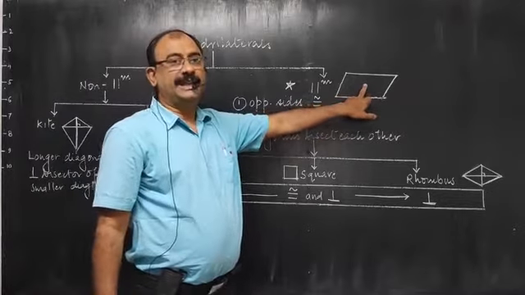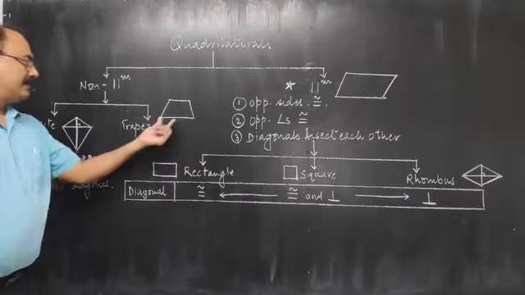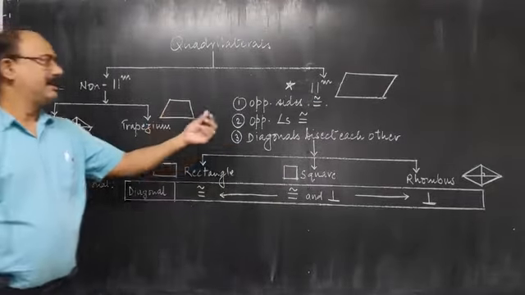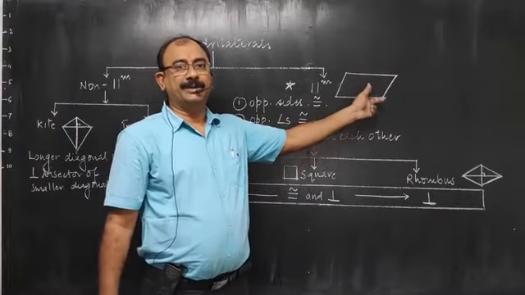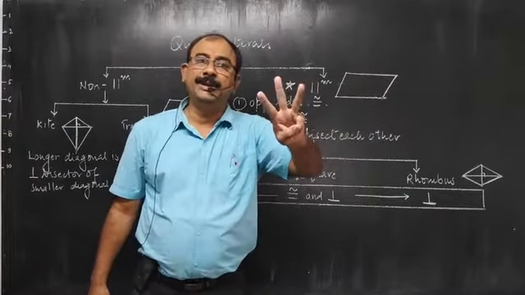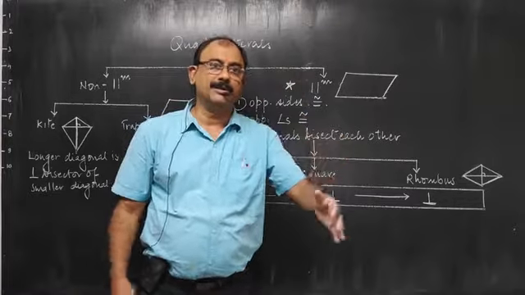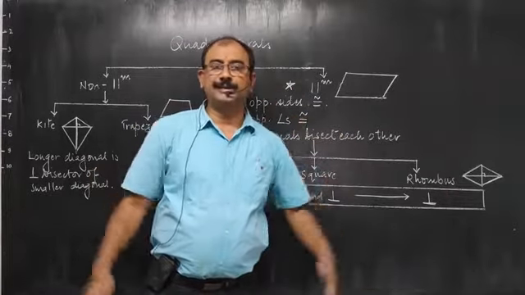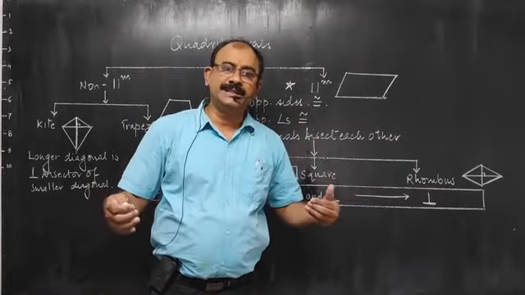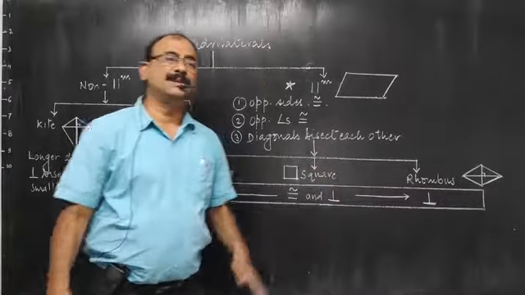A parallelogram looks like this. This is a trapezium. This is a parallelogram. And there are three common properties of all the parallelograms. Parallelograms are also further divided, and these three properties are fulfilled by all types of parallelograms.